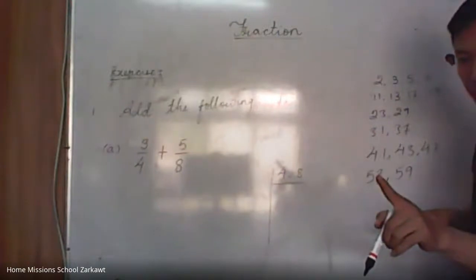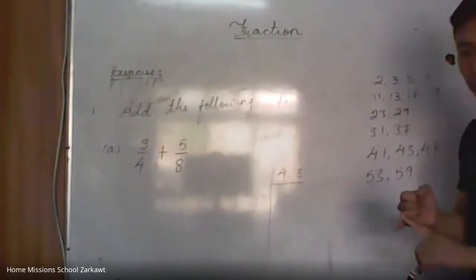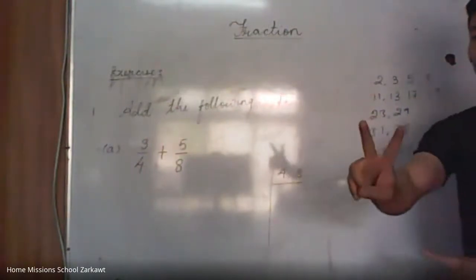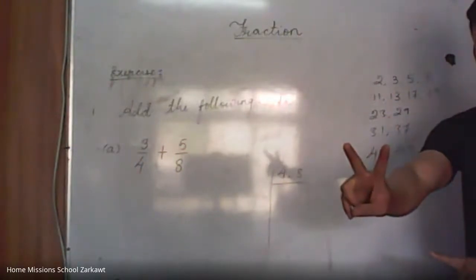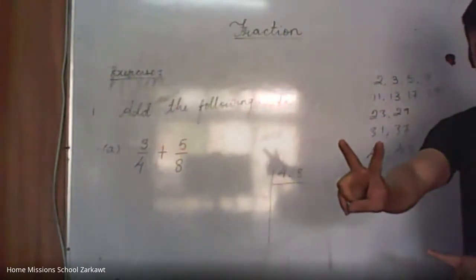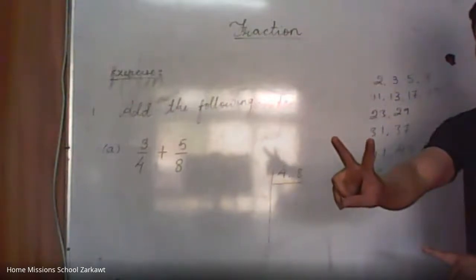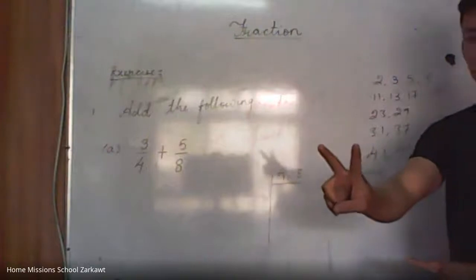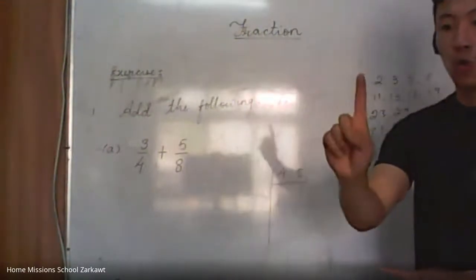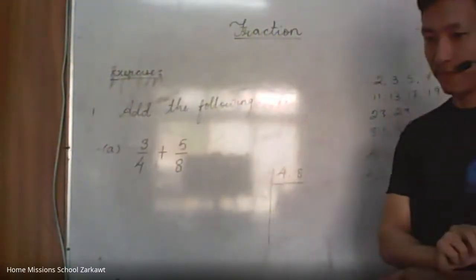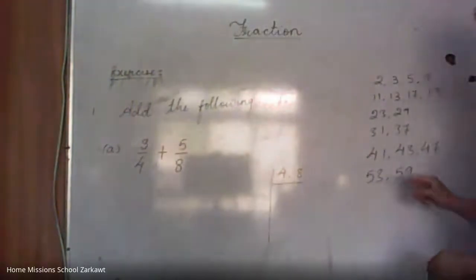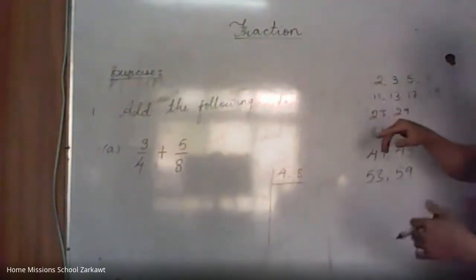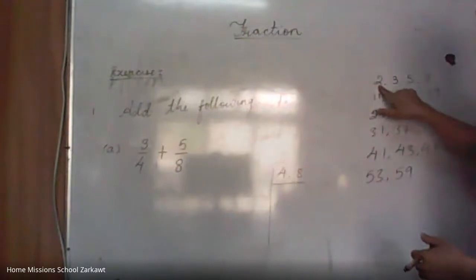Prime number means the number which has only 2 factors. Do you still remember? We have learned in class 4. Prime number means the number which has only 2 factors. Those are 1 and the number itself. I think you still remember. We are going to start from the smallest prime number.